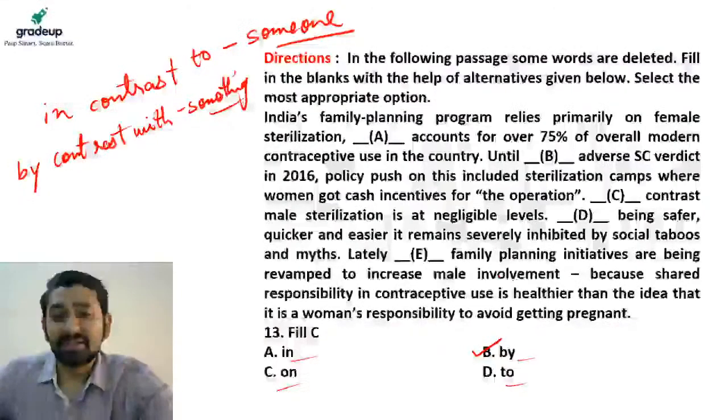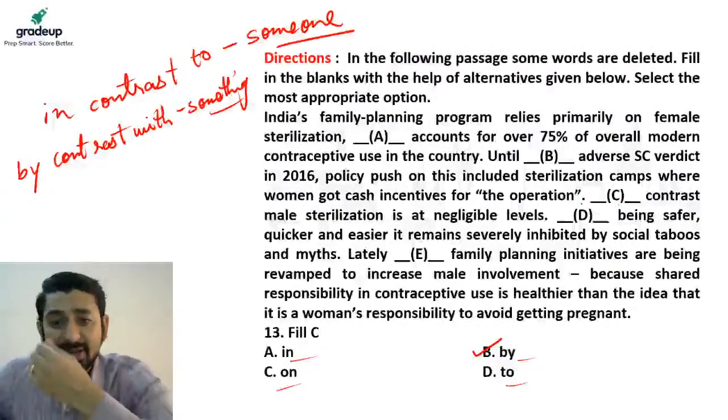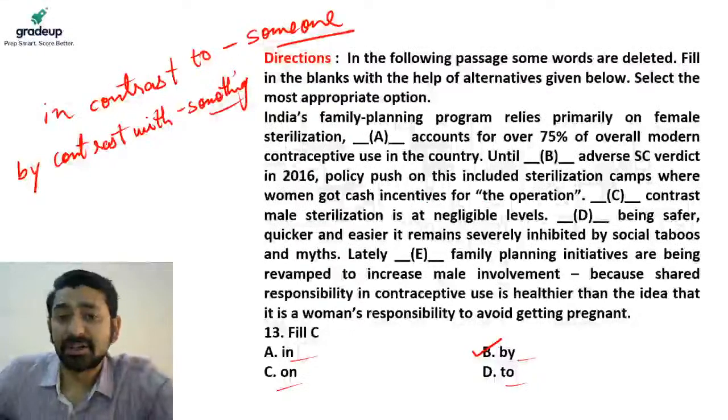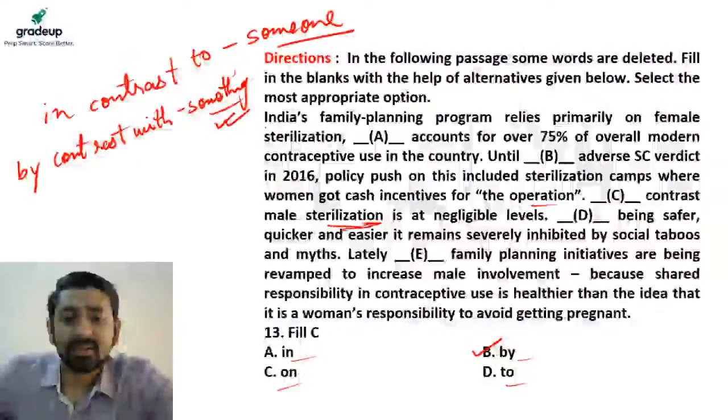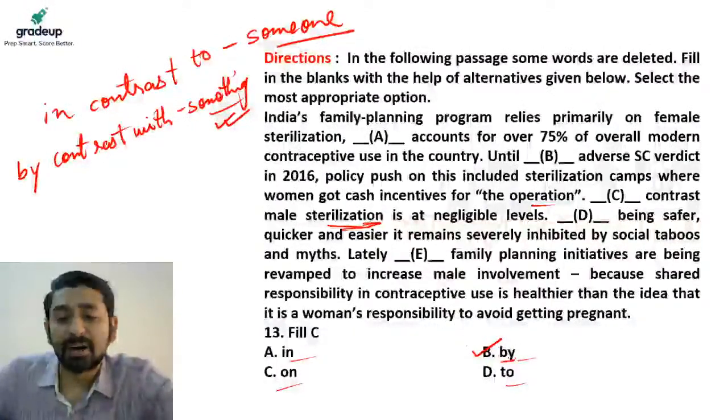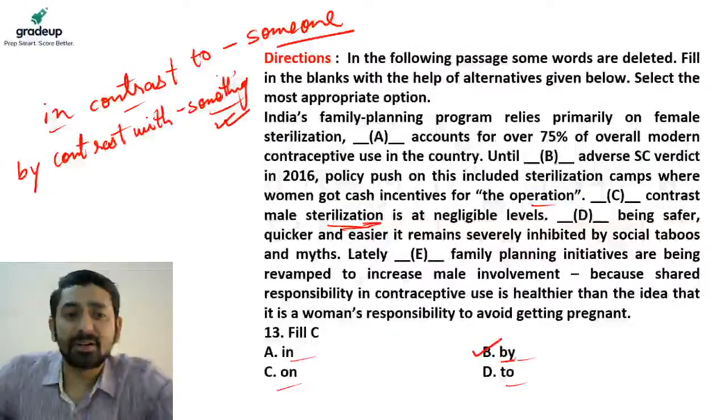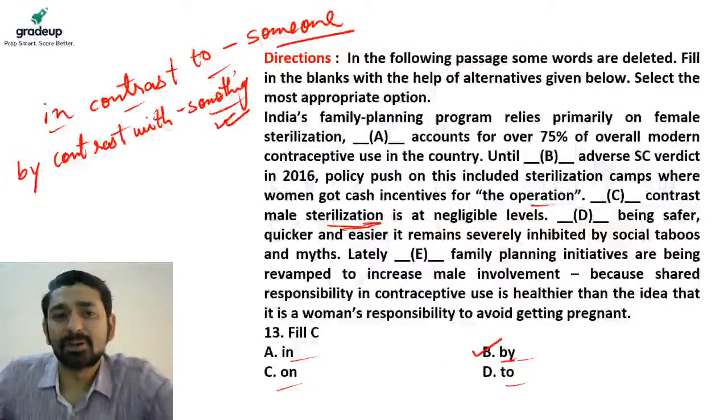By contrast with something. Now here it talks about, where is this blank? Yeah, here it talks about he got cash incentives for operation, dash, contrast male sterilization. Now sterilization is something. So that's the reason you put by. When you say in contrast to, it basically means someone.